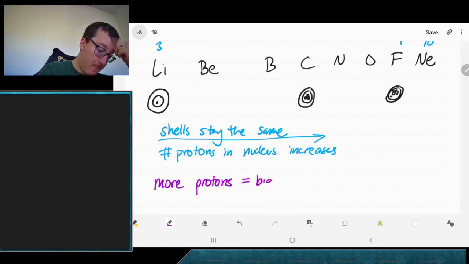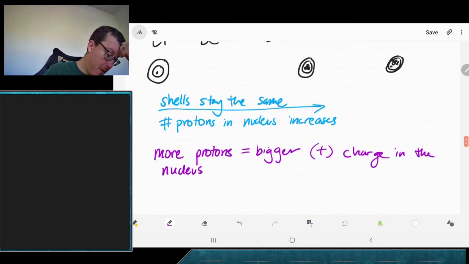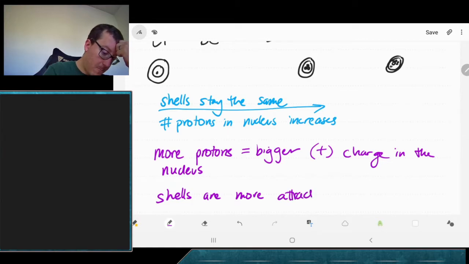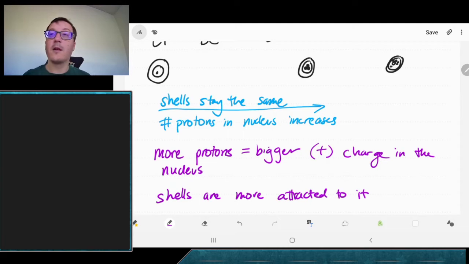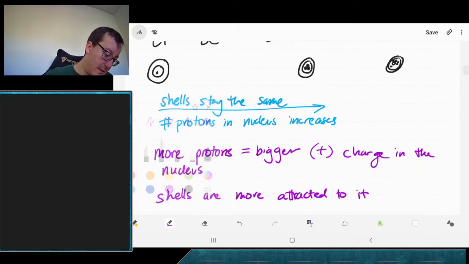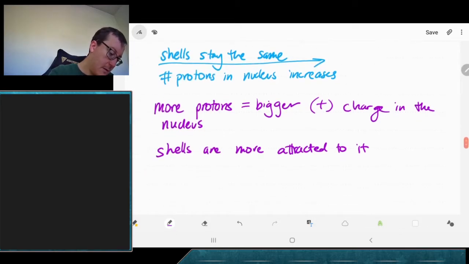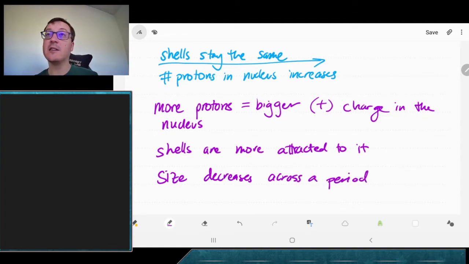means you have a bigger positive charge in the nucleus. And that means that shells are more attracted to it, because shells which are filled with electrons are negative. If you have more positives in your nucleus, the shells are going to be more attracted to it, right? And so we're going to see that as a result, the size decreases. The size will decrease across a period.